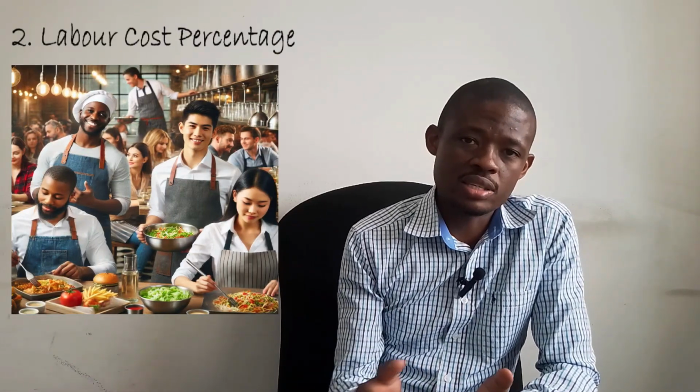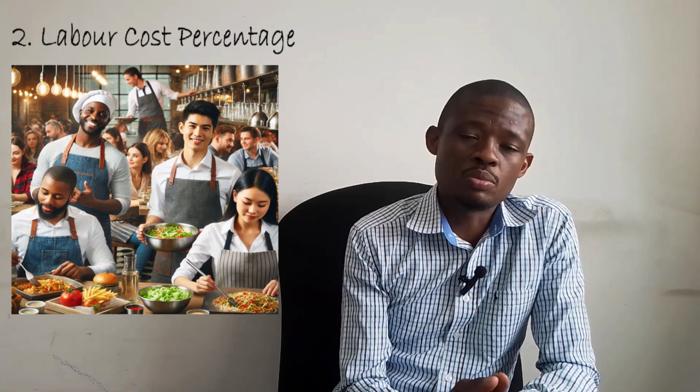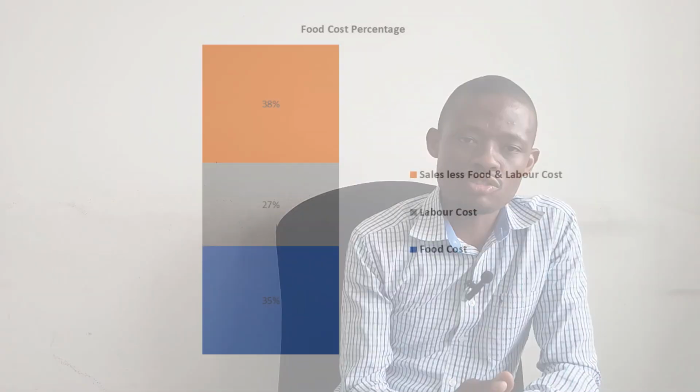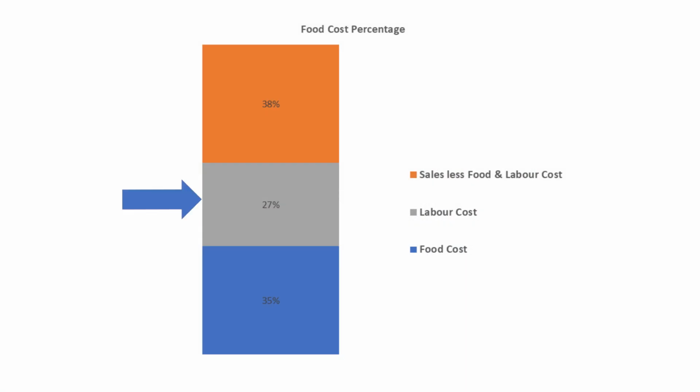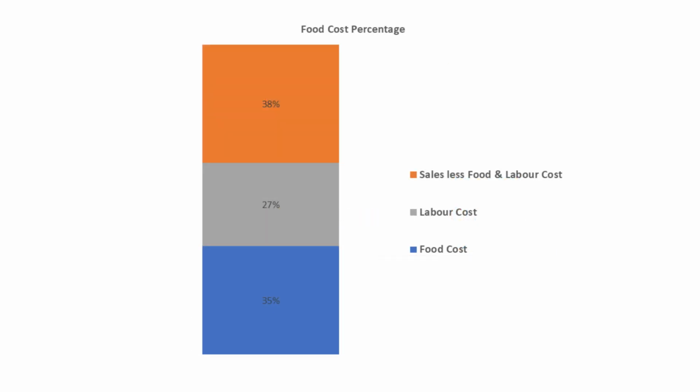Next, we are going to look at our labor cost percentage. This is similar to your food cost percentage, but instead of looking at the food cost, we're going to be looking at the labor cost. For restaurants, this generally ranges from 25 to 35%. Going back to our theoretical example, you have sales of $10,000. Then you have your labor cost at $2,700, which means your labor cost percentage is 27%, which is within the range expected for a restaurant.